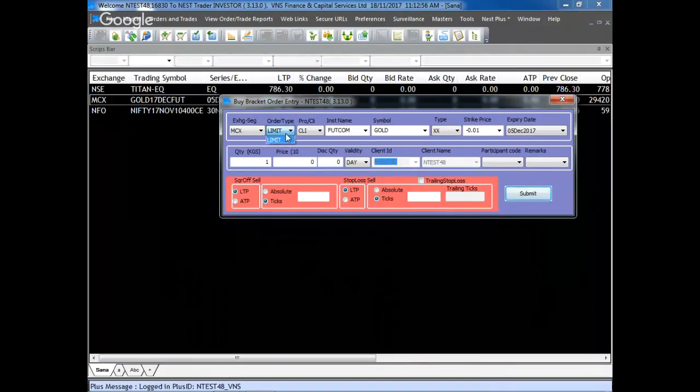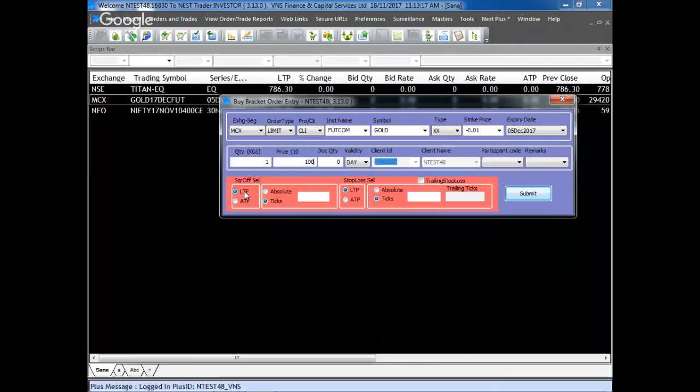Let's start with the order type. In the order type, here you will get only one order type, that is limit. So in the bracket order, you have to enter your buying price. Say for example, the market is going on 101 and you wish to buy a particular script at rupees 100. You can enter your own buying price over here, and here you have to enter your quantity.